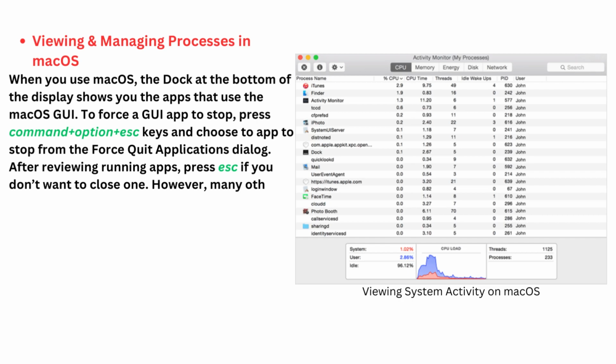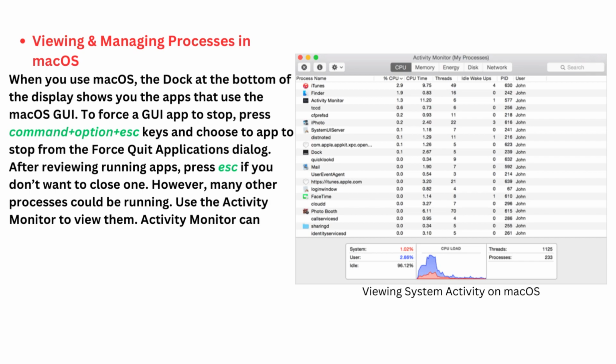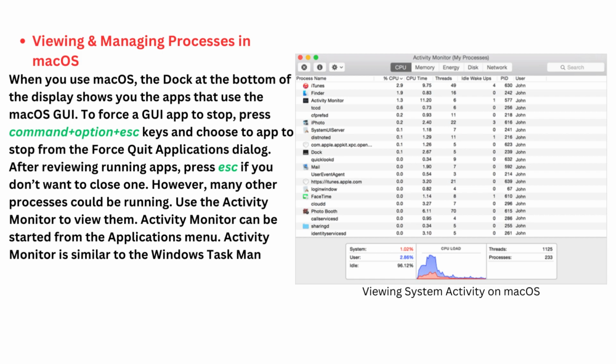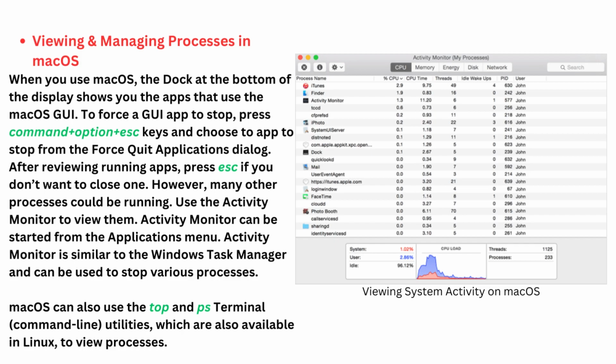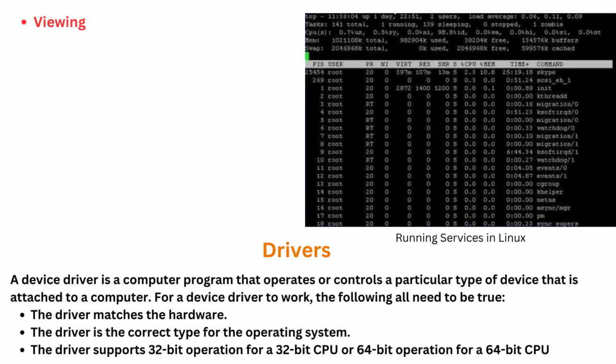However, many other processes could be running. Use the Activity Monitor to view them. Activity Monitor can be started from the Applications menu. Activity Monitor is similar to the Windows Task Manager and can be used to stop various processes. macOS can also use the top and ps Terminal command line utilities, which are also available in Linux, to view processes.